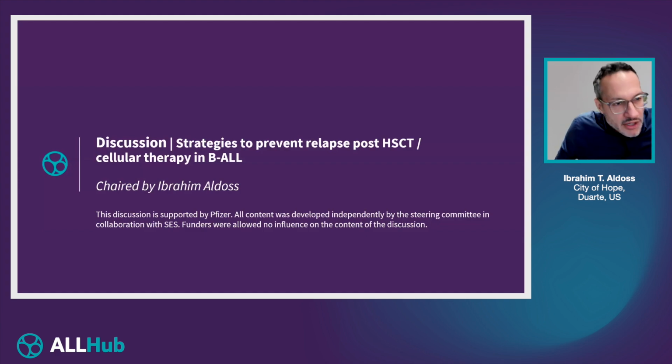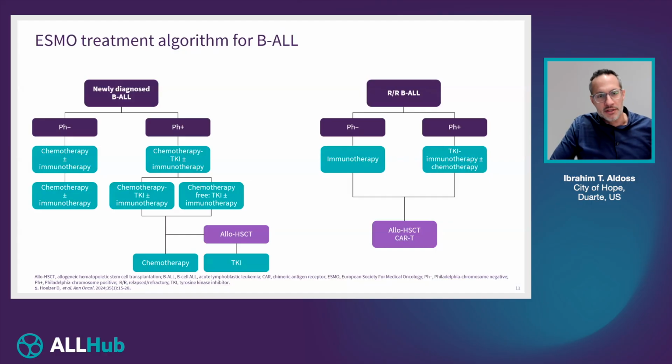Okay, so we'll start from here. These are the ISMO treatment algorithm for B-cell ALL, which is, I think, similar to what we do in the US as well. The first thing when we have a newly diagnosed B-cell ALL is the question if this is pH positive or negative, because the treatment is different.